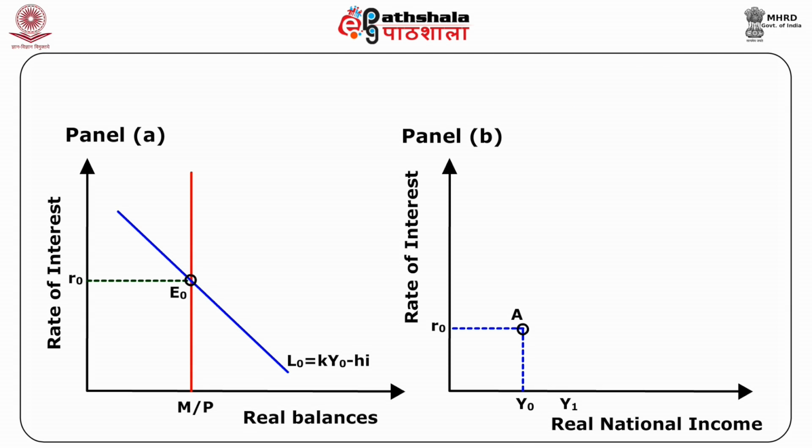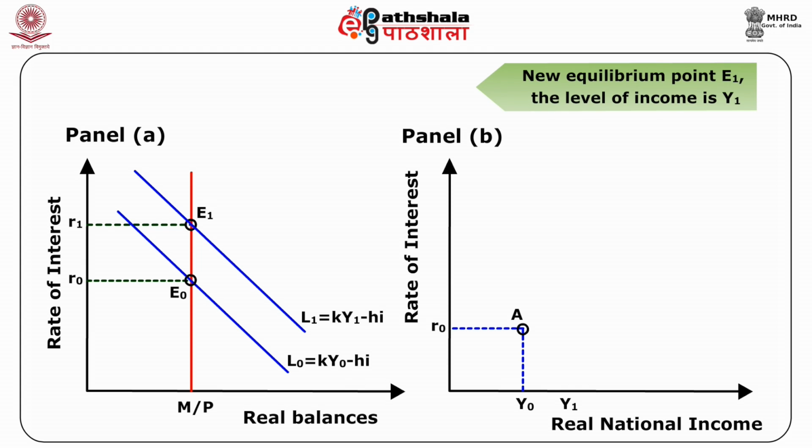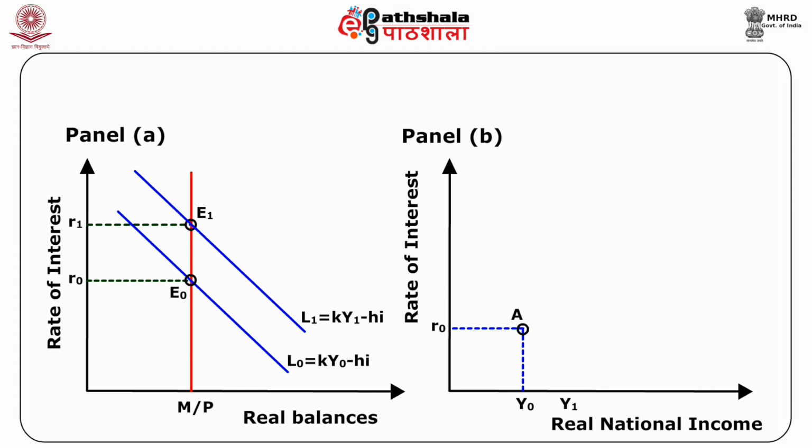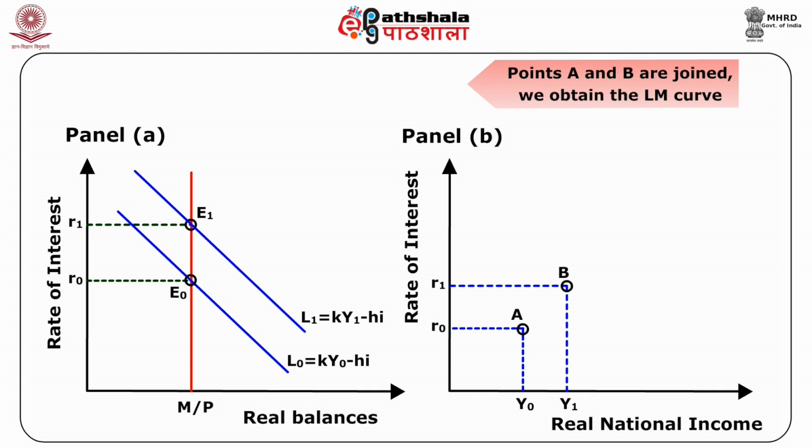As a result of increase in income from Y0 to Y1, the demand for real balances rises from L0 to L1. This increase in demand leads to an increase in the interest rate as the supply for money is held constant. The interest rate adjustment causes the money market equilibrium to establish again at E1. At this new equilibrium point E1, the level of income is Y1. The point corresponding to this new equilibrium is point B at interest rate R1 and income Y1. When points A and B are joined, we obtain the LM curve.